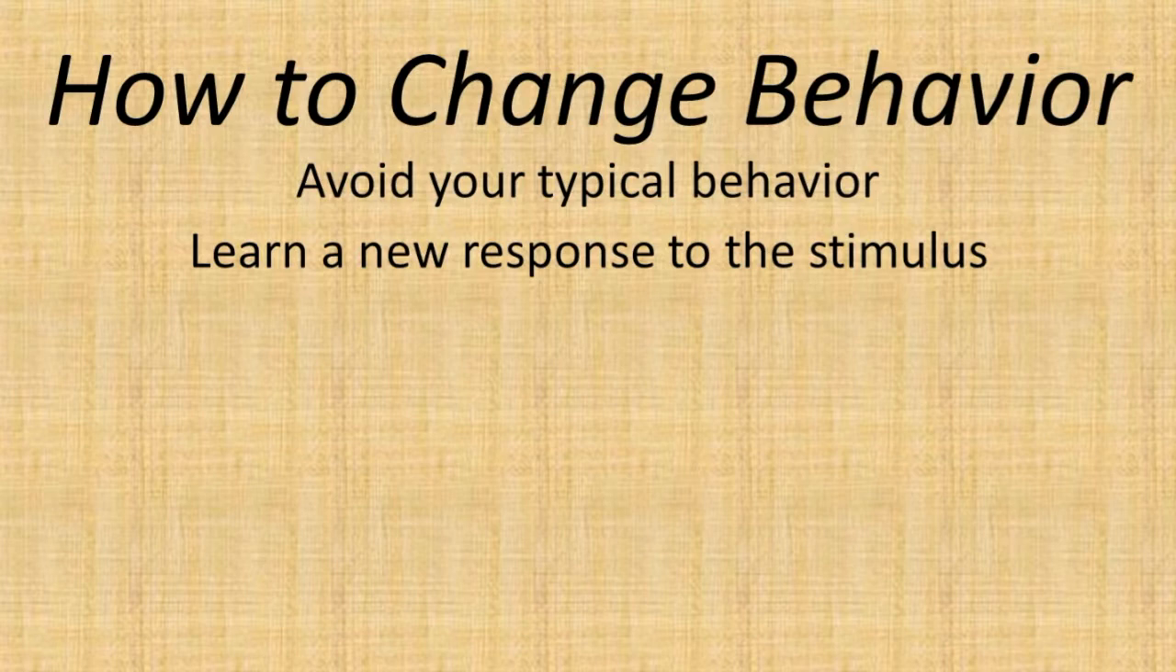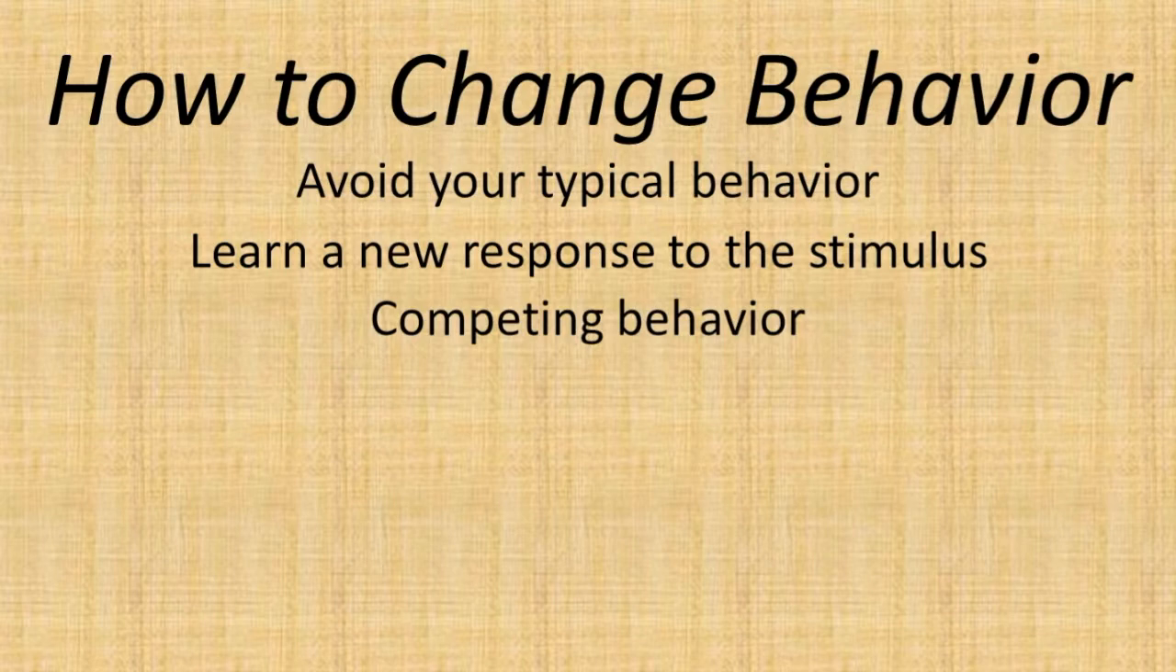Learning a new response means we need to do something other than what we have done in the past. When we learn a new response, that's called a competing behavior. And the competing behavior must produce the same psychological response or the consequence that the original behavior produced. For example, if your stimulus to eat may be emotion or depression, a lot of times we want to eat some food to make us feel better or provide some type of relaxation when we're depressed or stressed, whatever your emotional response may be. And so there's a competing behavior that can produce the same response.